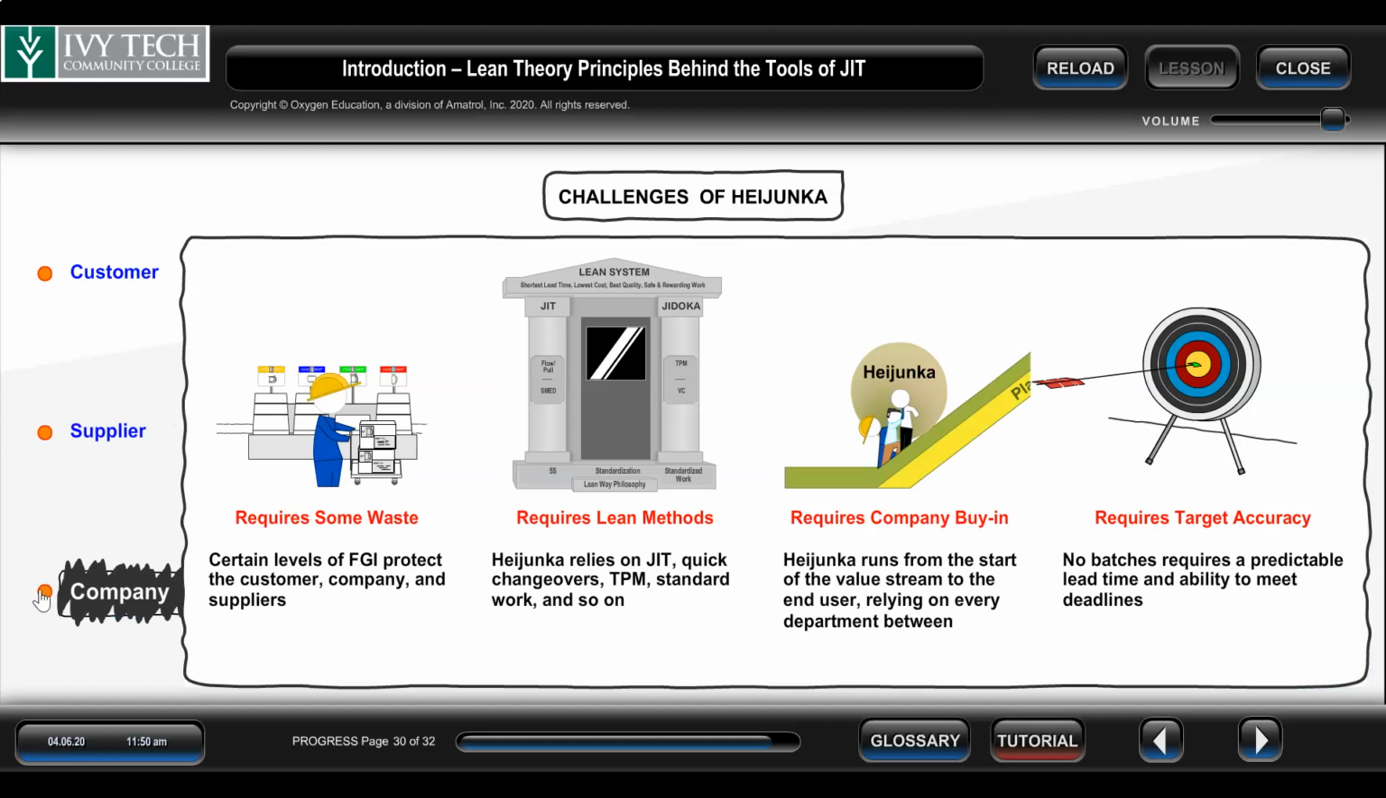Requires lean methods. Heijunka relies on JIT, quick changeovers, TPM, standard work, and so on. Requires company buy-in. Heijunka runs from the start of the value stream to the end user, relying on every department between.